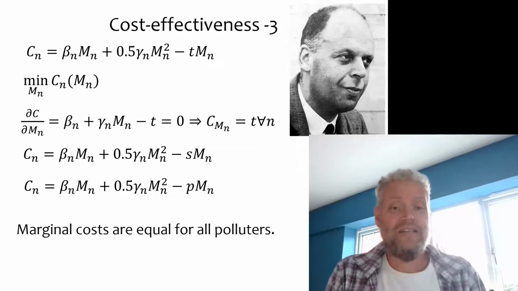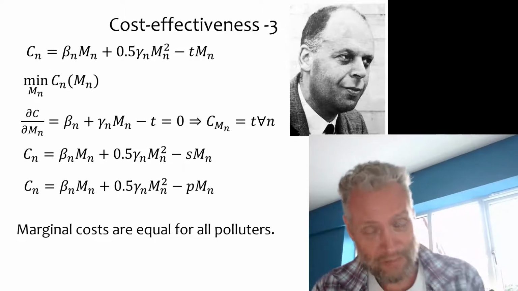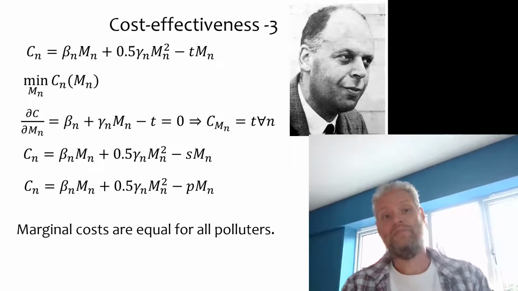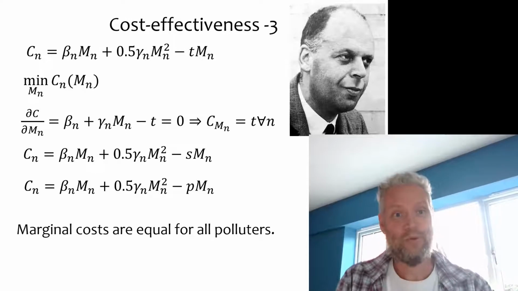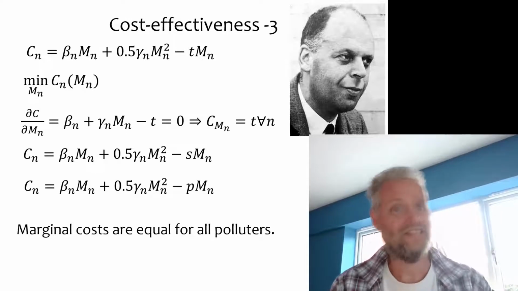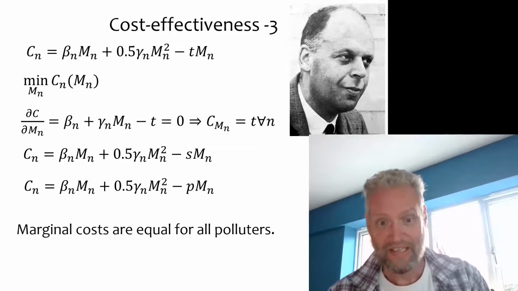For permit sellers, it is also minus P M, because the more emissions you reduce in-house, the more permits you can sell, the greater the revenue of your permit sale.